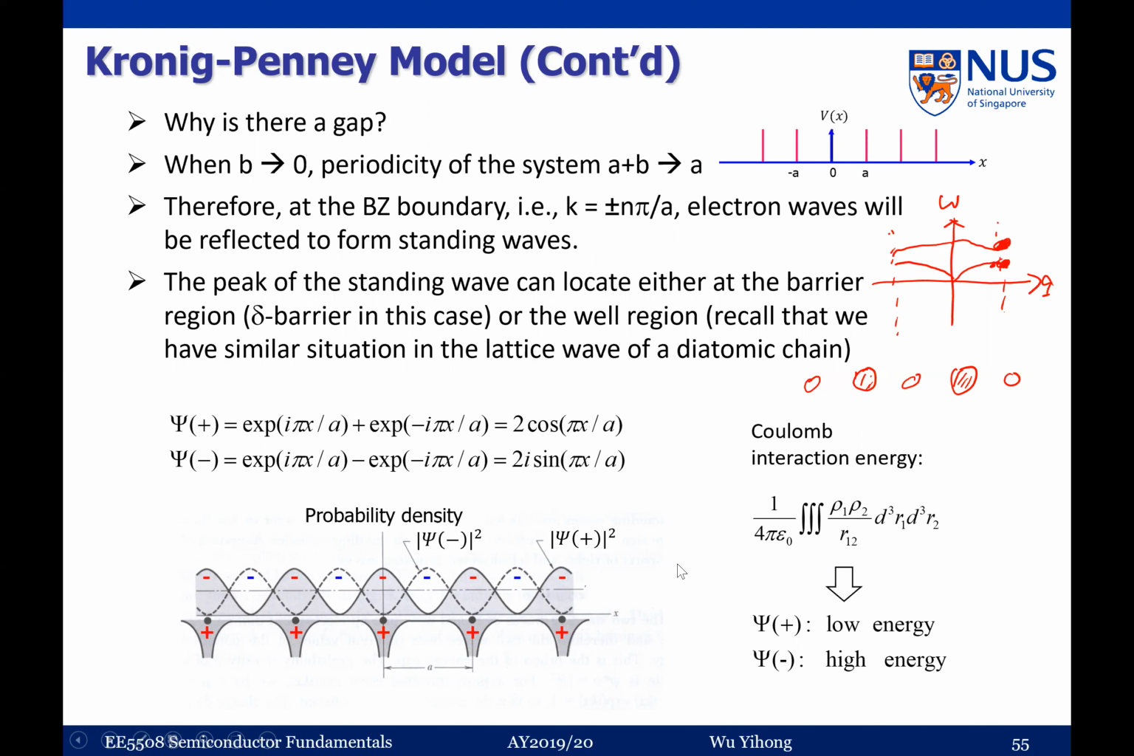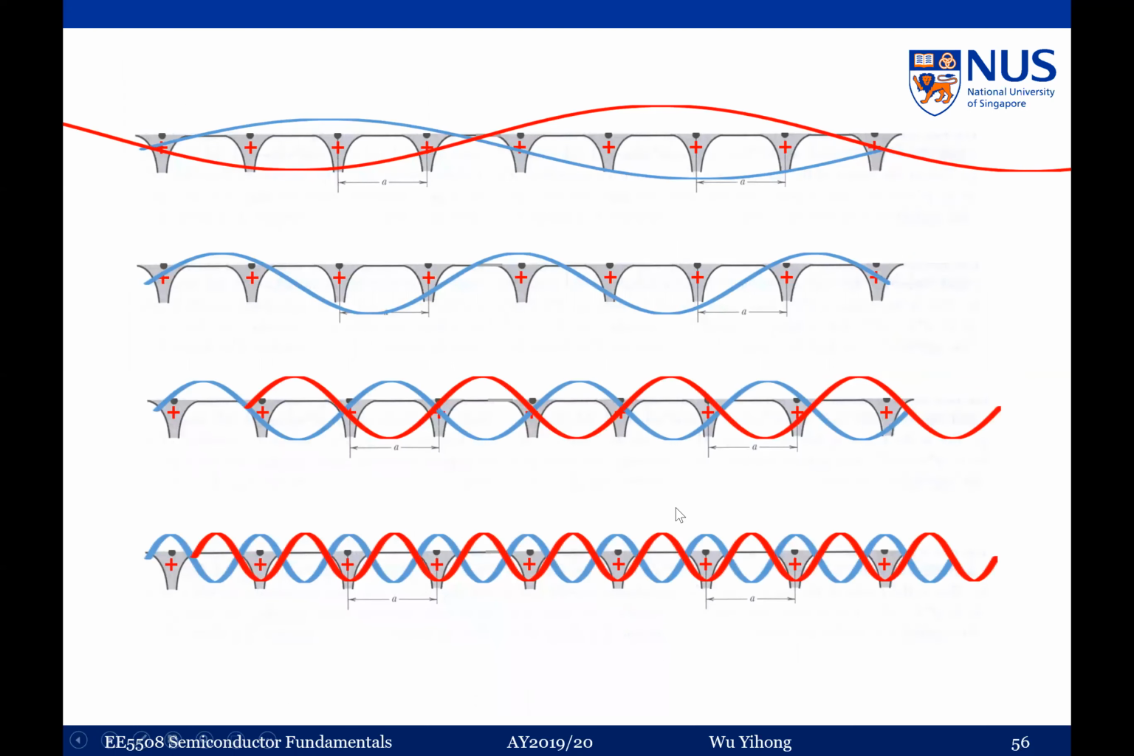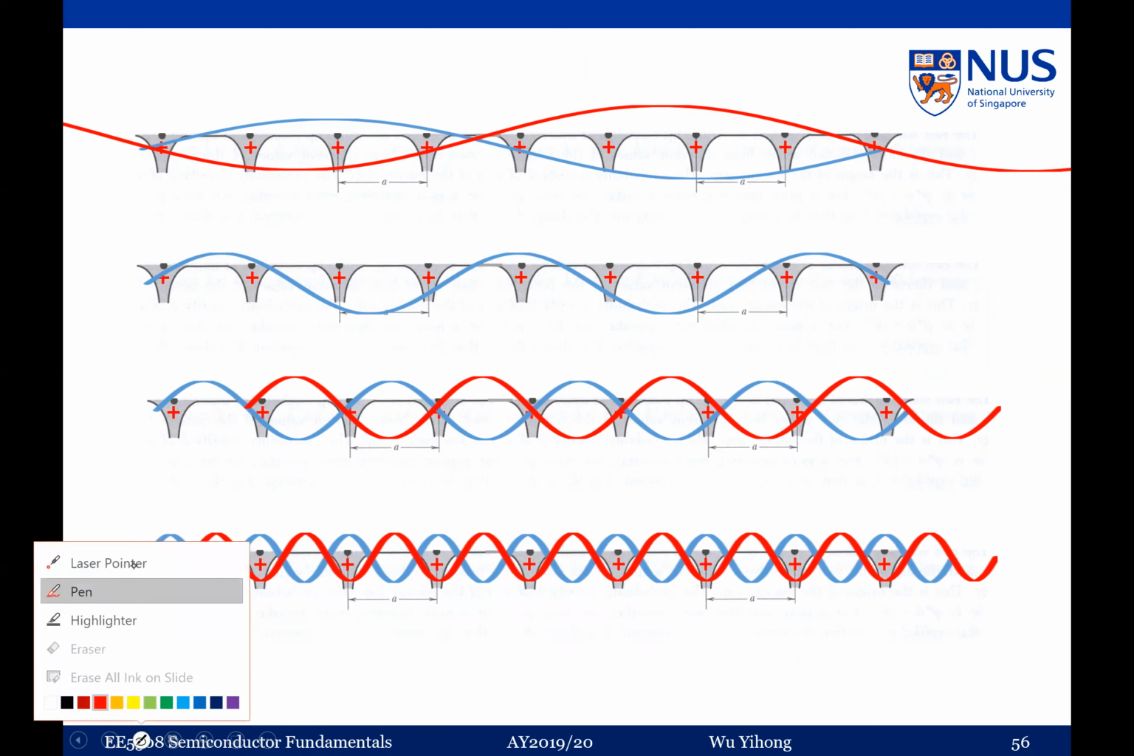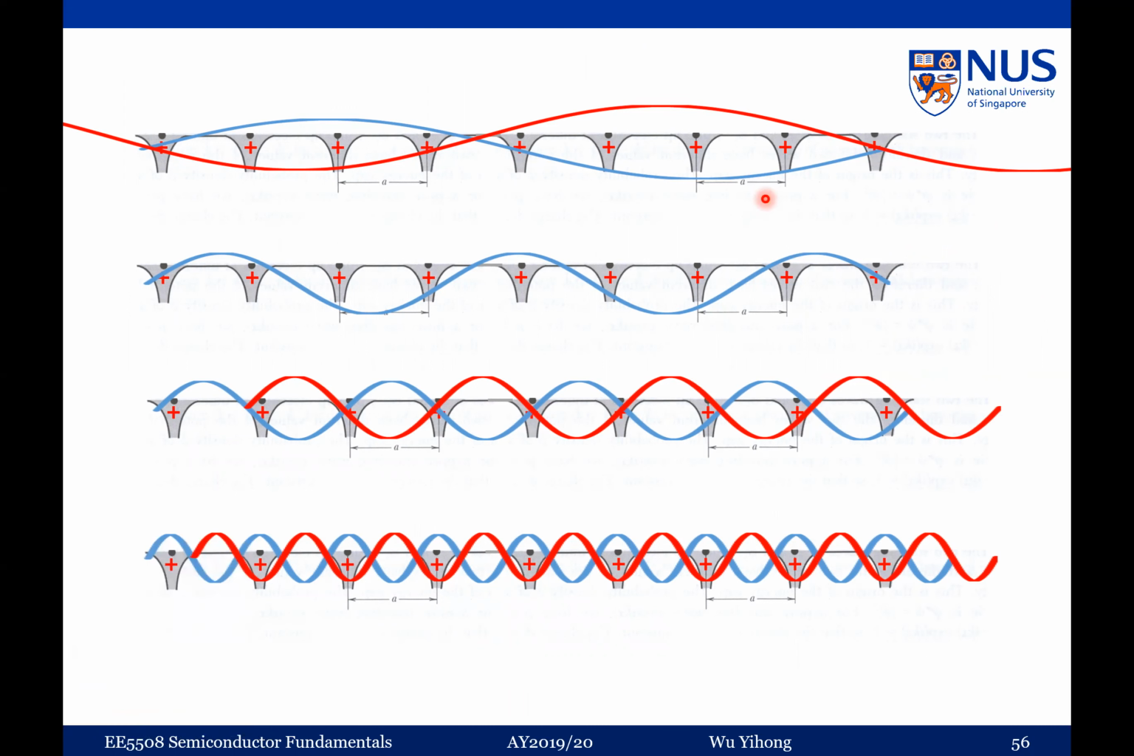And in fact, this will only happen when your wave vector is at the Brillouin zone boundary, right? So to sketch this, you can see that if your wavelength is very long, this means that your wave vector is very small, and then it means that you have not reached the first Brillouin zone boundary. And there's basically no difference between this blue wave and the red wave.